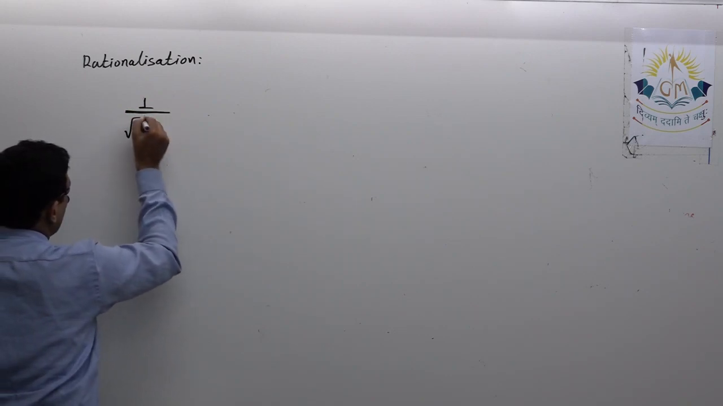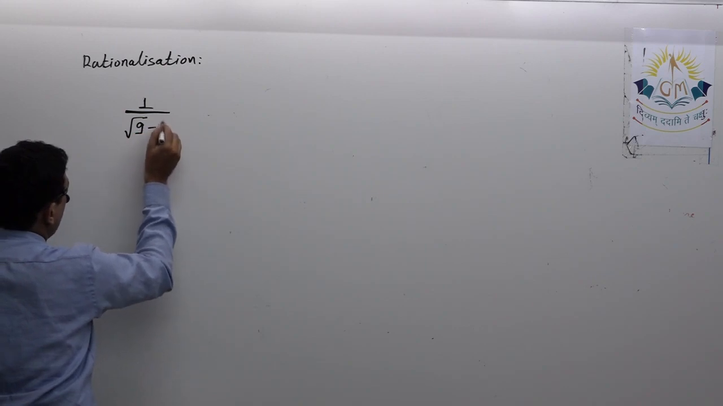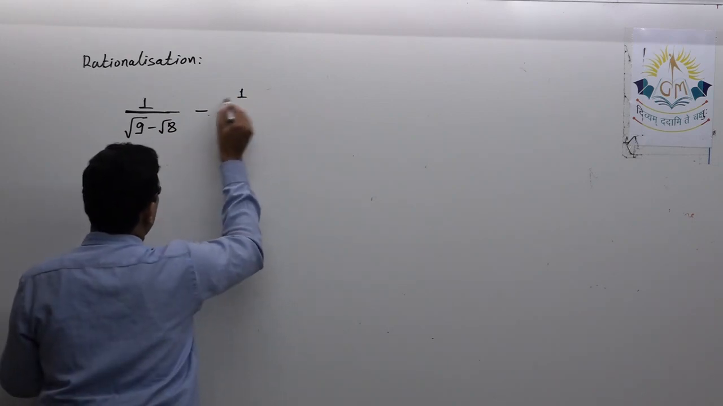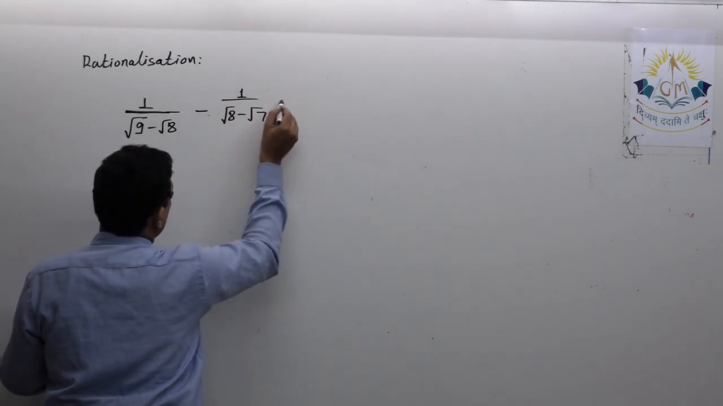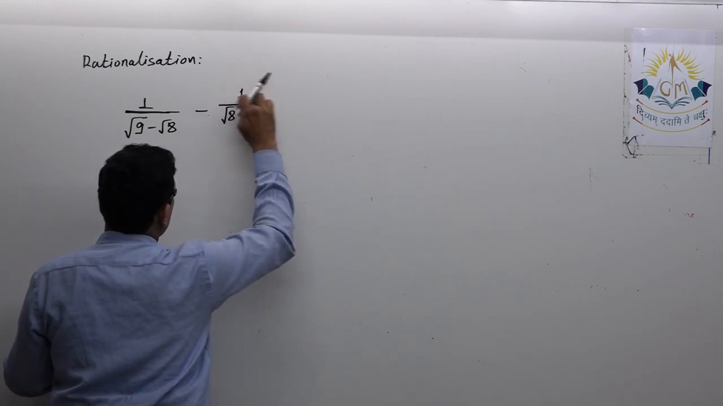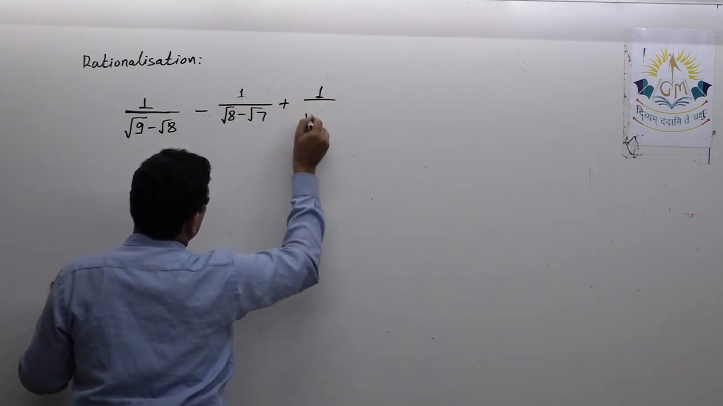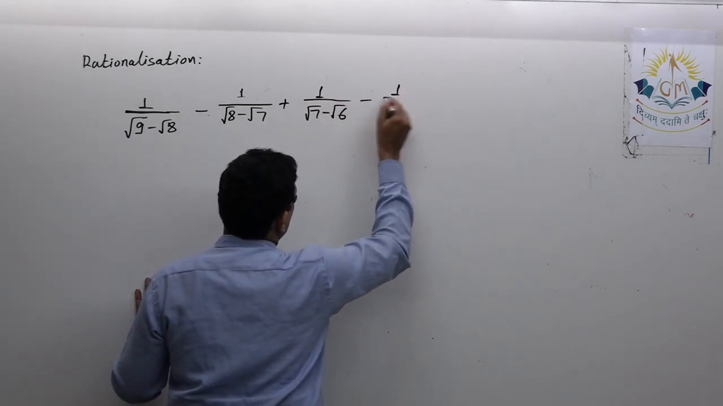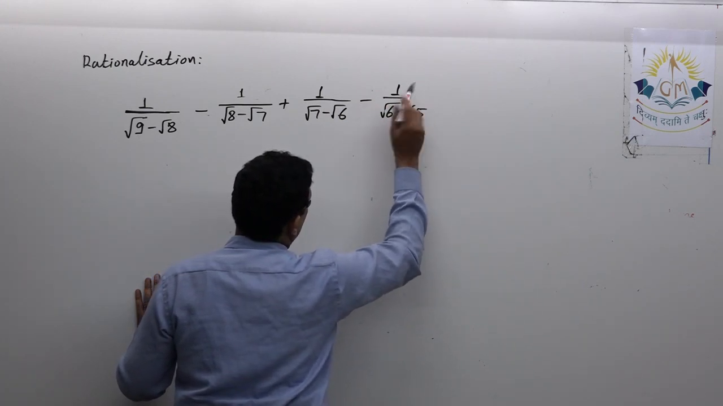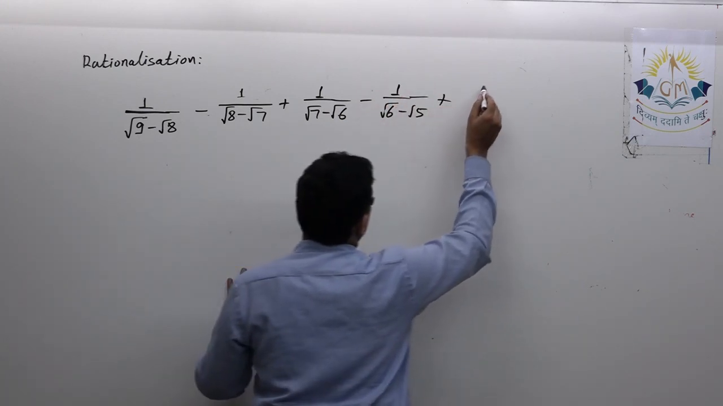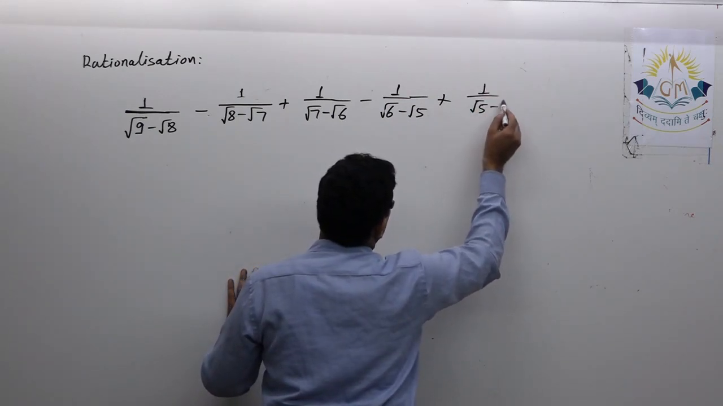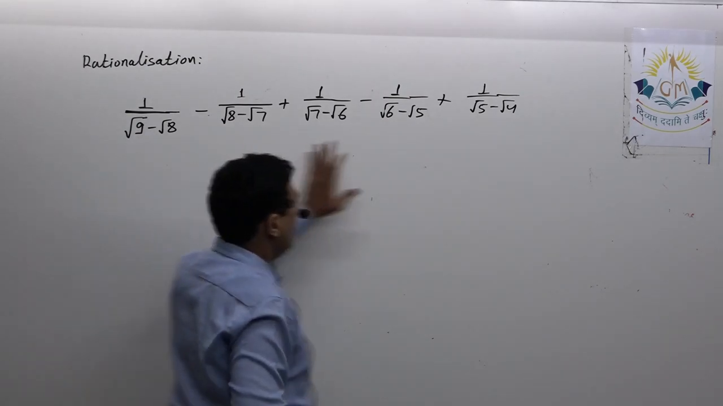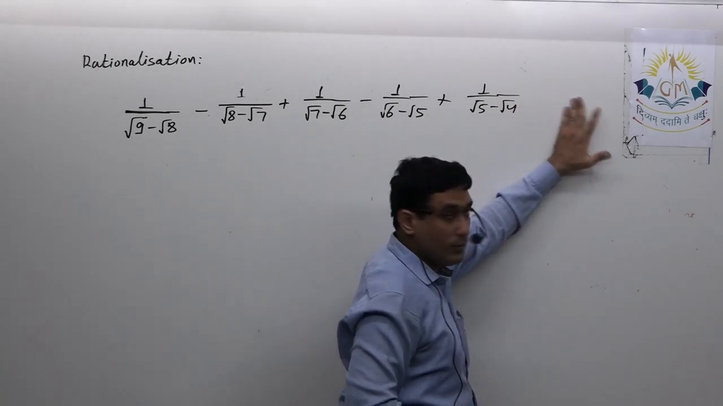You will get an expression something like this: 1 upon root 9 minus root 8, then minus 1 upon root 8 minus root 7, okay, then plus 1 upon root 7 minus root 6, then minus 1 upon root 6 minus root 5, then plus 1 upon root 5 minus root 4, and so on. So here I am considering up to this. It is quite possible that you will get some more terms over here.